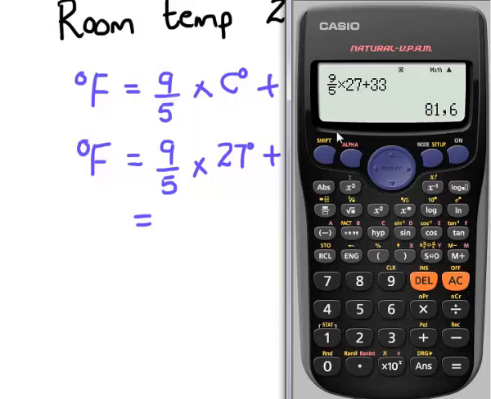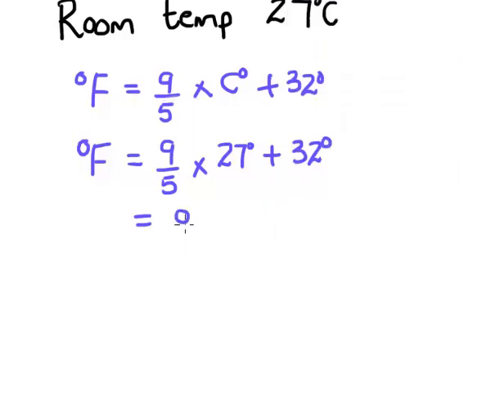81,6. I've made a mistake there. Have a look there. That's supposed to be at 32 degrees. Okay, so it gives us 80,6 degrees. Okay, so this is 80,6 degrees, and this is now degrees Fahrenheit.